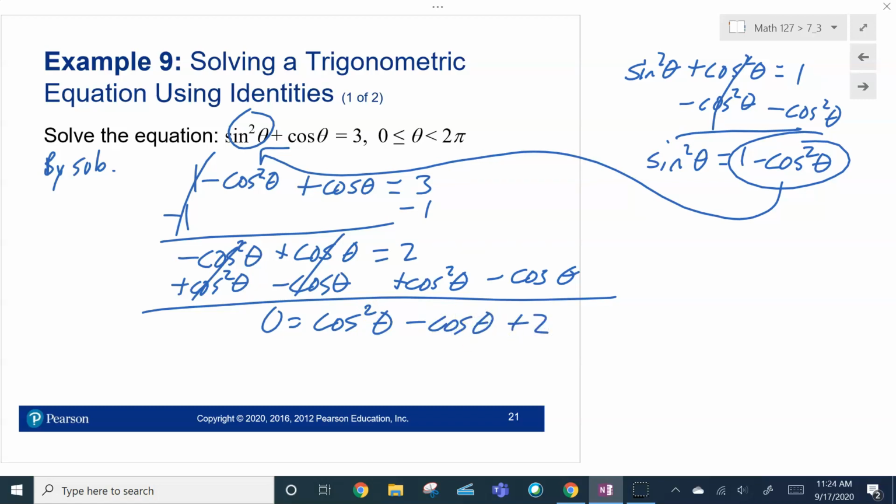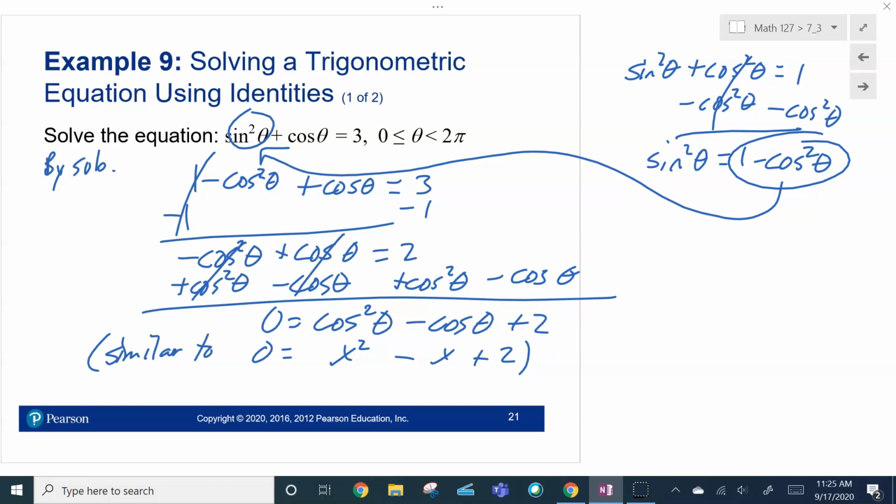Again, similar to 0 equals x squared minus x plus 2, right? So if I'm at this point, I could say, well, you know what? Let's run the old quadratic formula at this point.